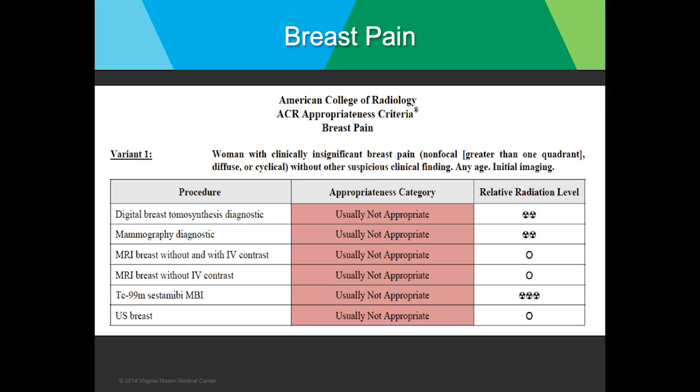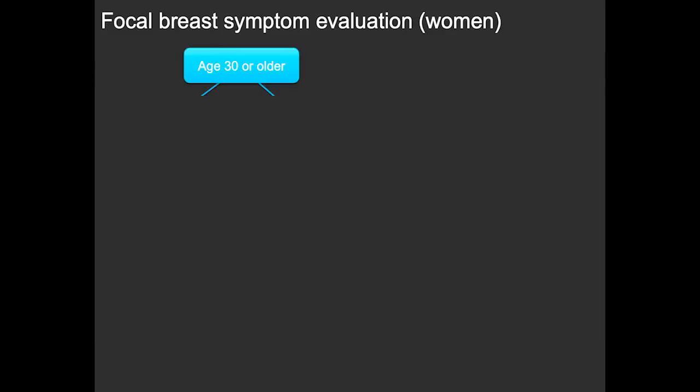Here is the ACR appropriateness criteria for what's considered insignificant breast pain, and this is the opposite of focal breast pain. So non-focal, defined as greater than a quadrant, diffuse or cyclical. And basically, in any patient of any age, no further workup is needed.